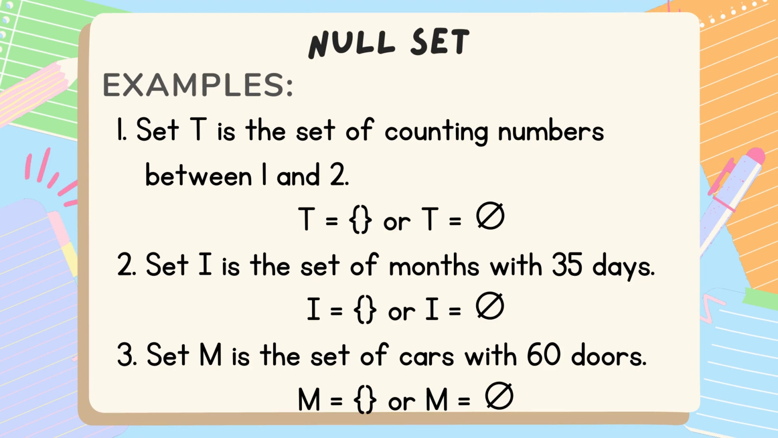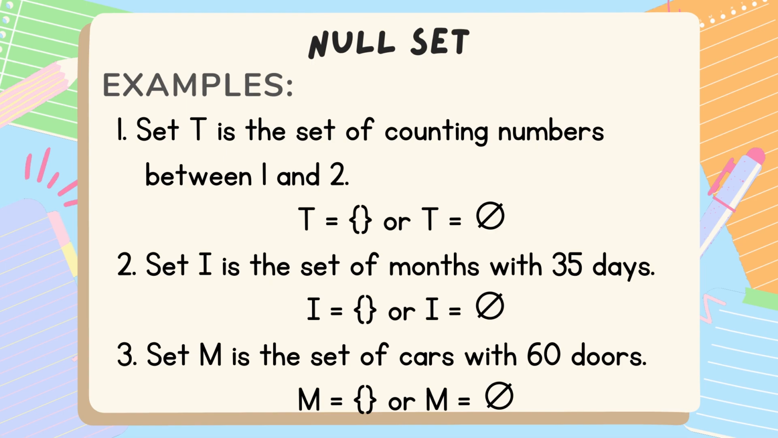The following are examples of null set or empty set. 1. Set T is the set of counting numbers between 1 and 2. There is no counting number between 1 and 2 because they are already consecutive counting numbers, so it is null. Second is set I, which is the set of months with 35 days. Can you name a month of the year with 35 days? Alright, none. So it is null because there is no month in a year with 35 days.